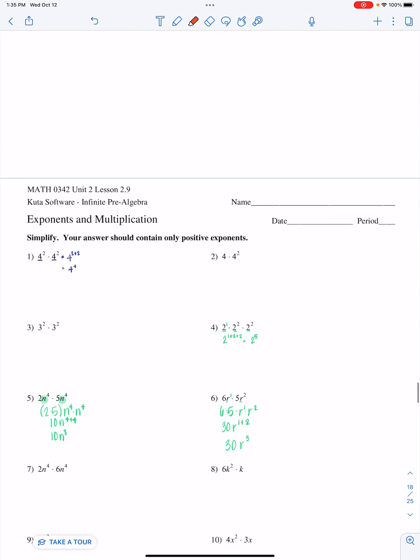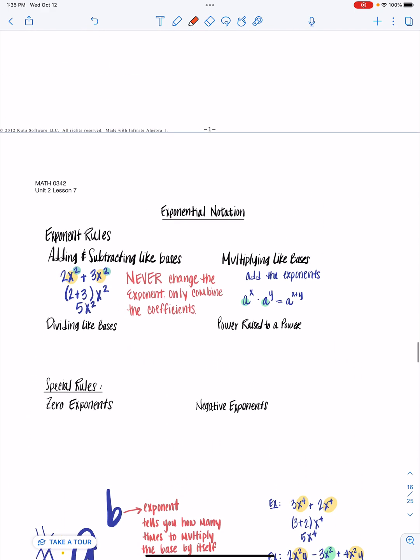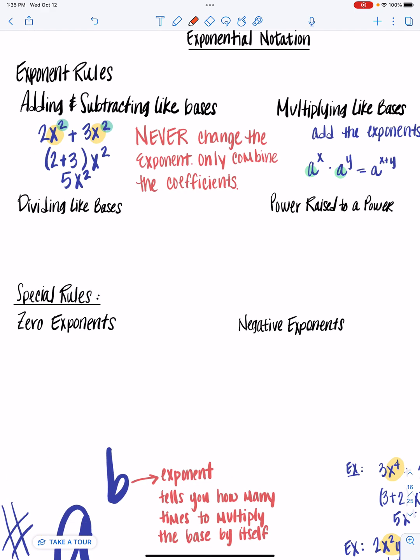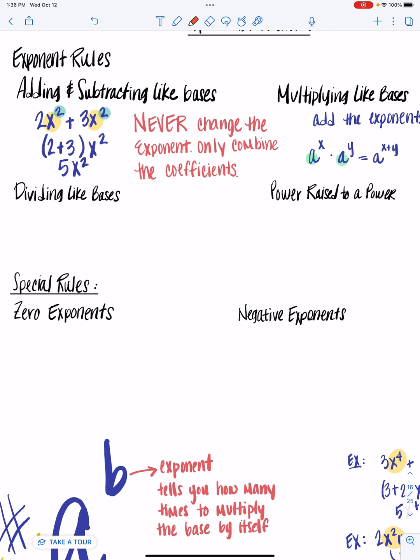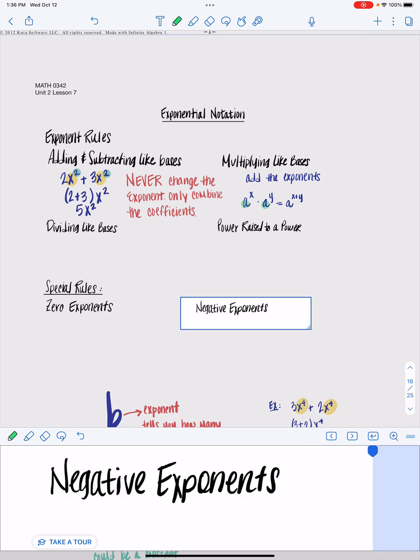So now let's go back up. I'm sorry if I'm making you a little dizzy. We're going to look at dividing like bases. But before I tell you that story, I have to come down here and tell you this story.